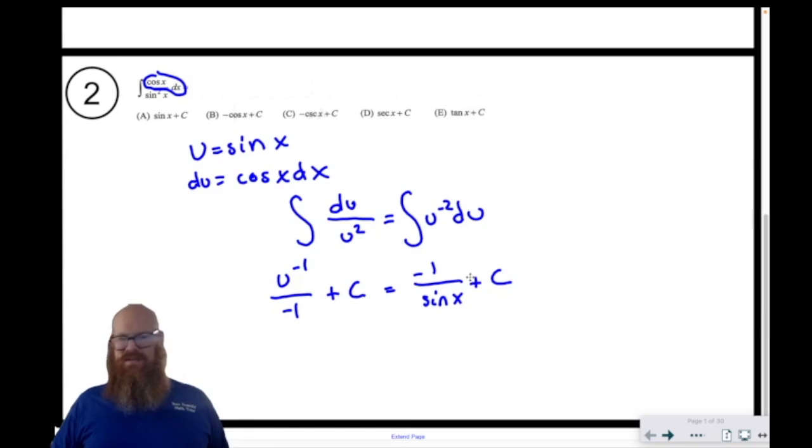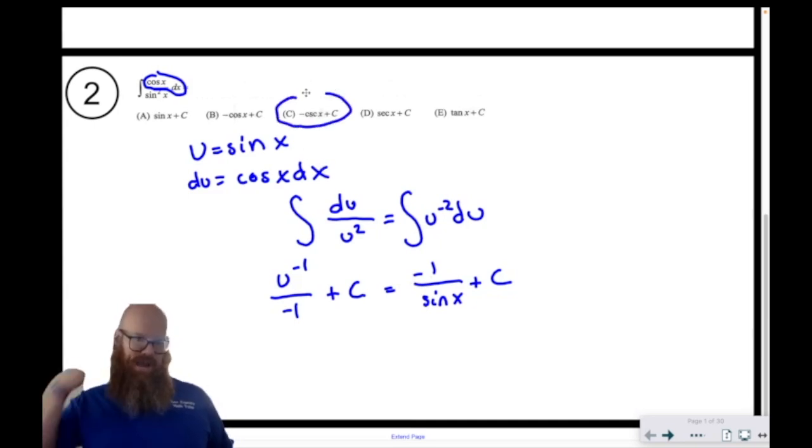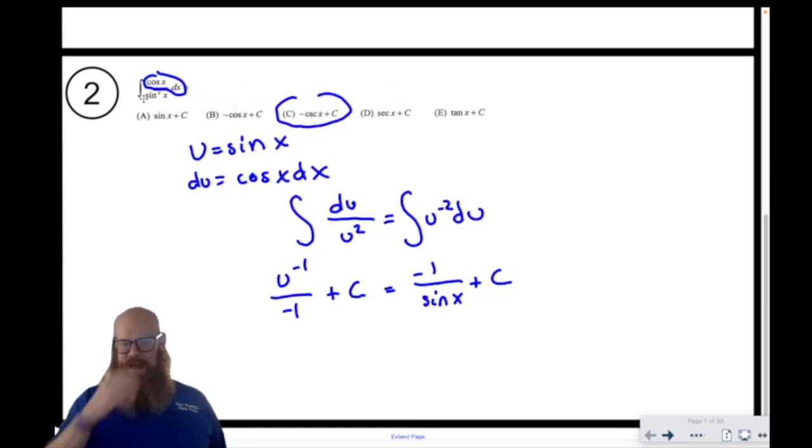Again, this is like any multiple choice test. You stop as early as you can when you know the answer. So you might have been able to know the answer back here, but negative 1 over sine is certainly negative cosecant, so we get that answer. There is a way to simplify first using trig identities, but I thought it was easier just to start off with U substitution.